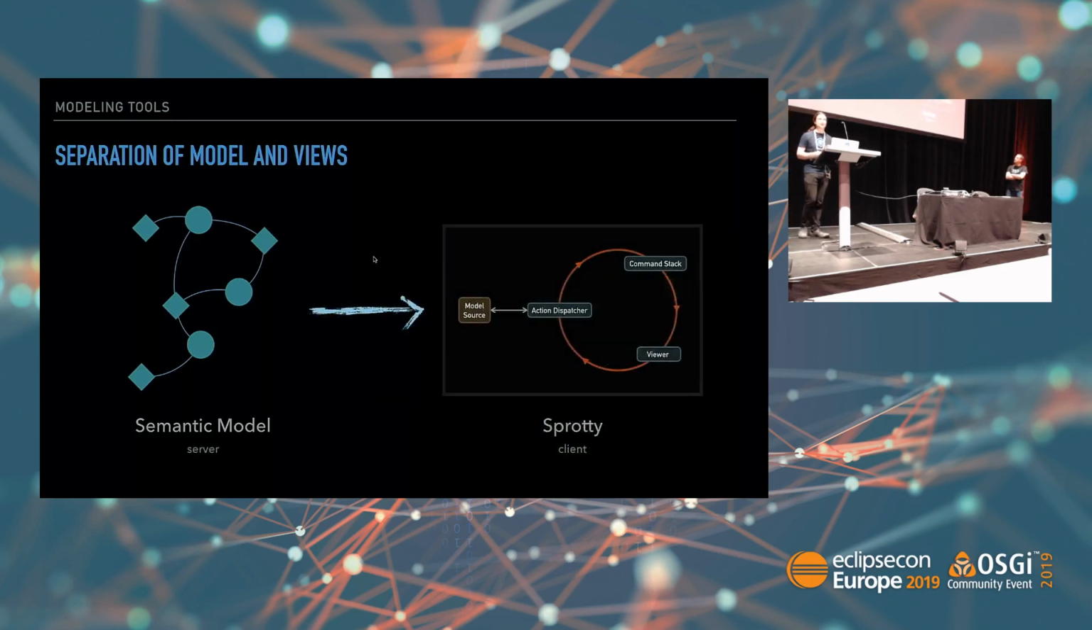And Sprotty supports this basic separation of model and view from the beginning. So you can use Sprotty as the viewer, and it has its own view model, which we call the S model. So you can transform your semantic model into an S model, feed that into the Sprotty client, and then it will be sent at some point to the viewer component and rendered.